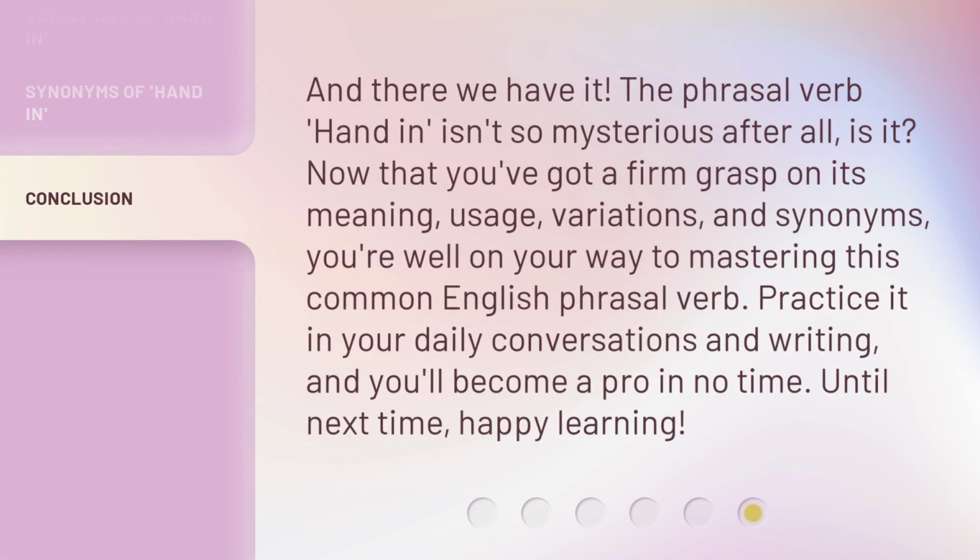And there we have it. The phrasal verb, hand in, isn't so mysterious after all, is it? Now that you've got a firm grasp on its meaning, usage, variations, and synonyms, you're well on your way to mastering this common English phrasal verb. Practice it in your daily conversations and writing, and you'll become a pro in no time.